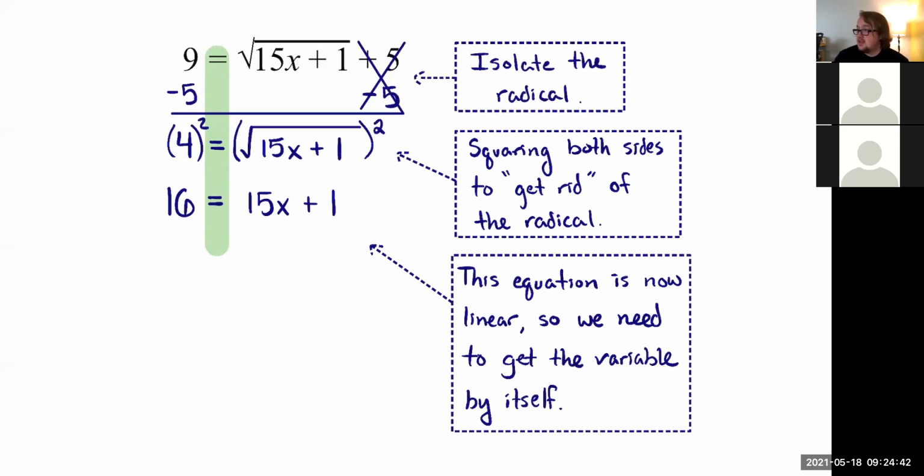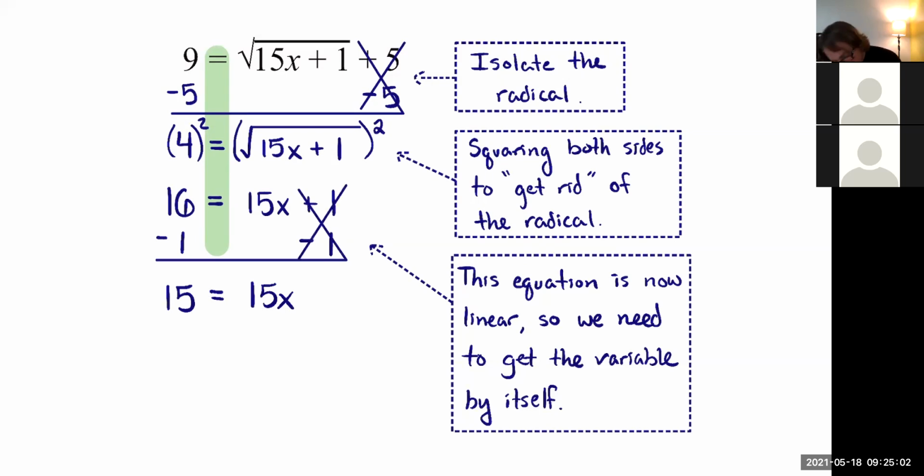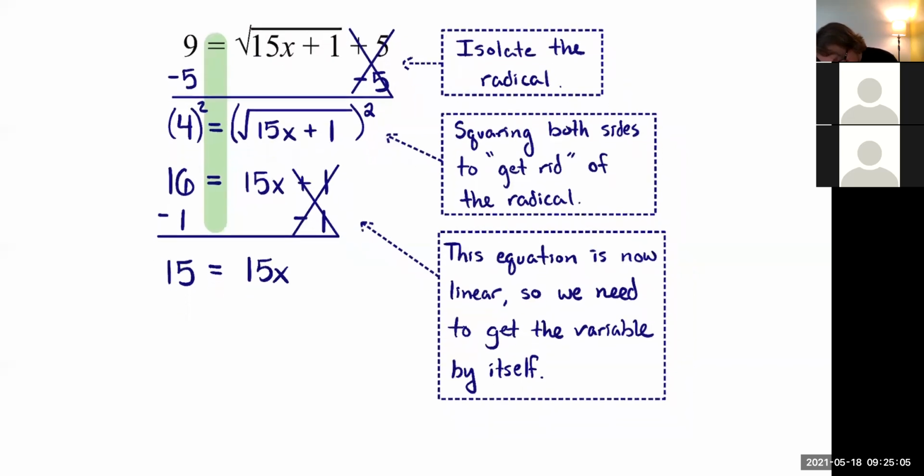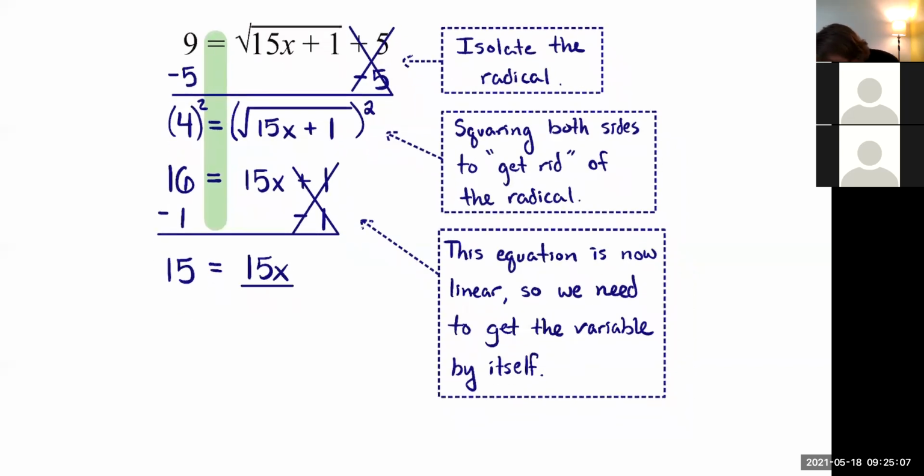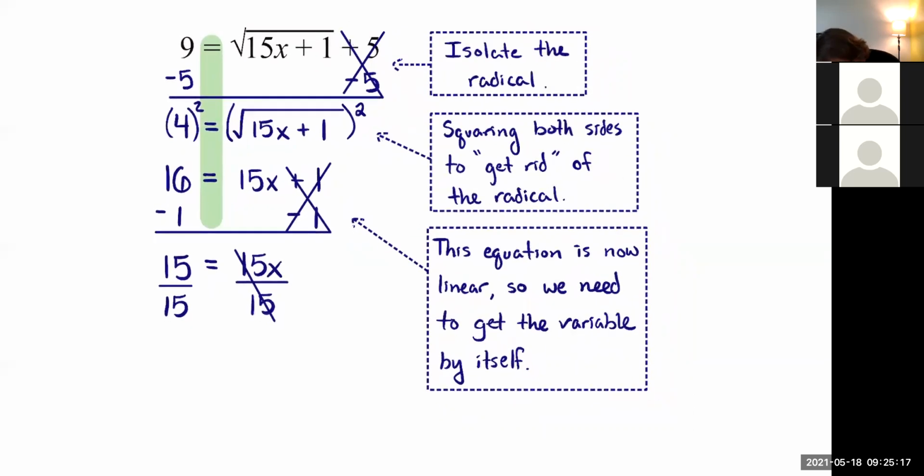The 1. How would you move it? We're going to subtract 1 from both sides. So 16 take away 1 gives me 15. 15x comes down. 1 minus 1 is gone. What's left to move? The 15 off of the x. It's being multiplied, so we're going to divide both sides by 15. 15 divided by 15 is 1.